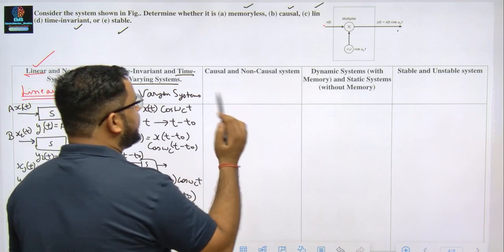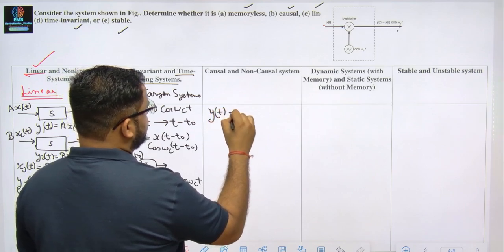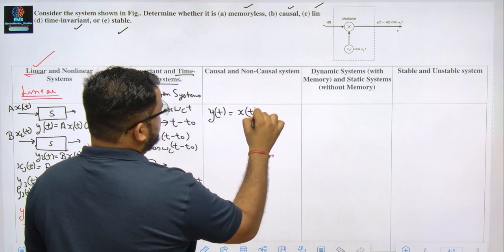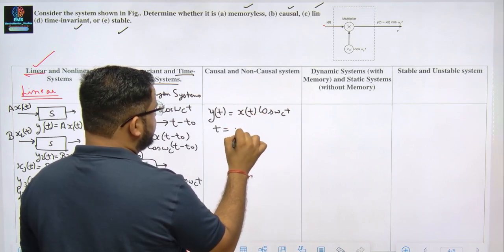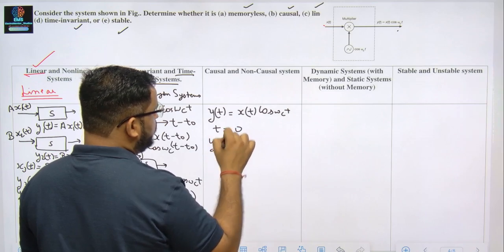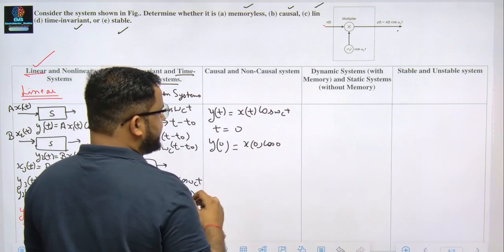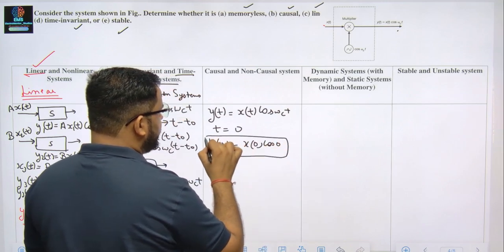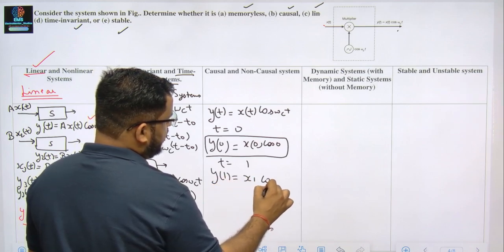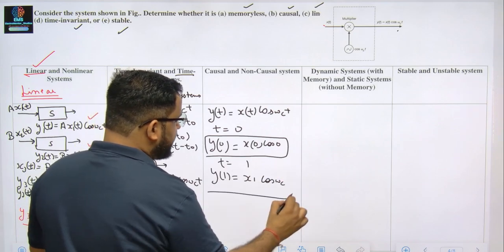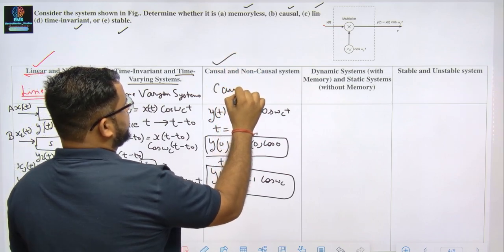Stable in the sense it's not giving us the same output. Now let us check causal and non-causal. Okay. Now my y(t) is nothing but x(t) cos(omega c t). Now the easiest way is put t equals 0. So it would be y(0). My present output will depend on x(0) and cos 0. There is no future value. Put t equals 1. y(1) will be dependent on x(1) and cos(omega c). So there is again no future value. Hence, the system is causal.